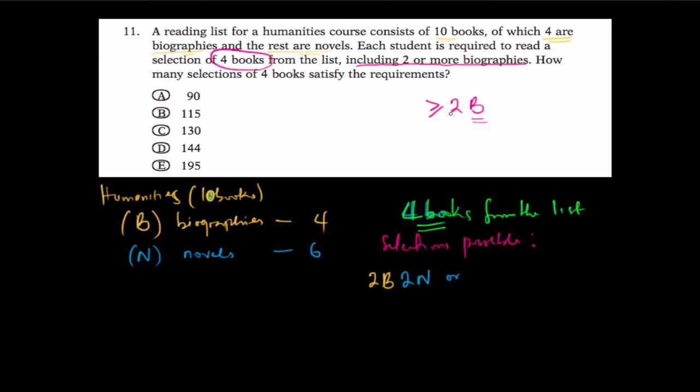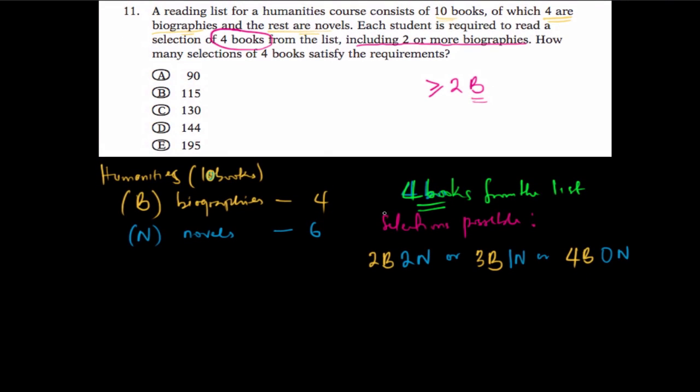or the next one, since it has to be greater than or equal to 2B. So if this is 2B, the other selection I could make is 3 biographies. And when you make a selection of 3 books, you have just 1 space left, which is going to be for the novel. So 3B and 1N, or you have all 4 books be 4 biographies, and then there'll be no more books to pick from the novel selection. So it's going to be 0N.